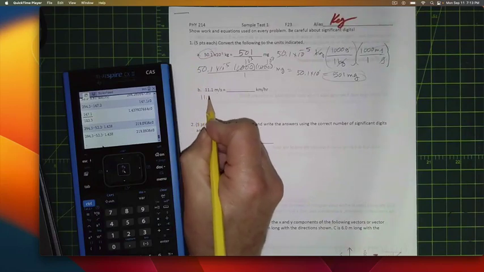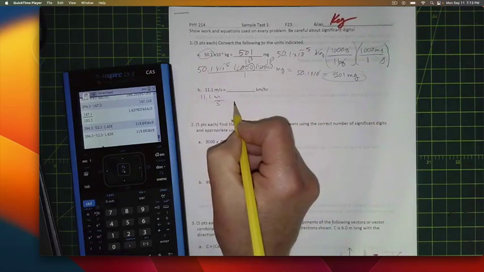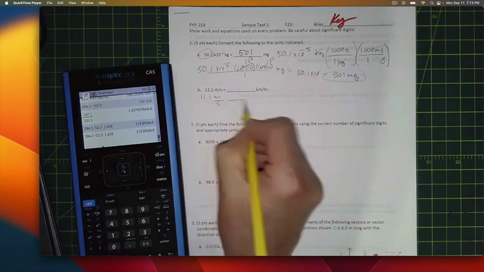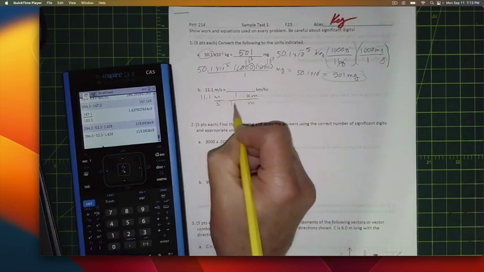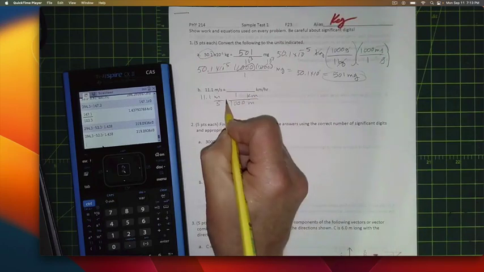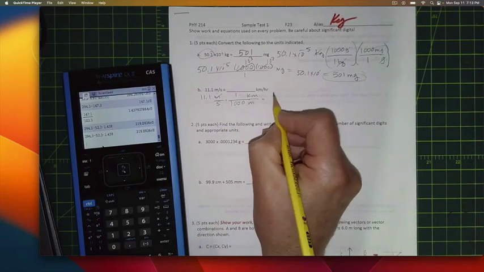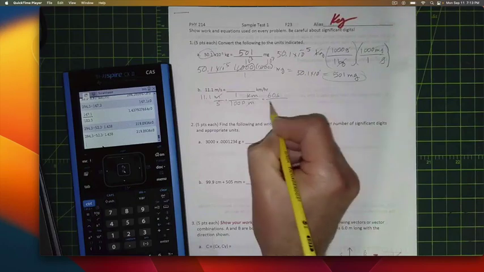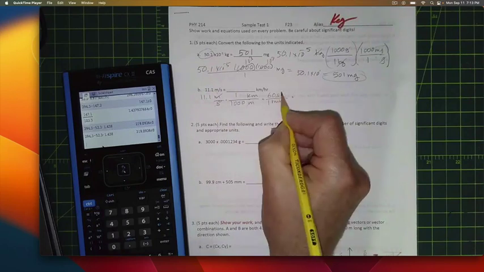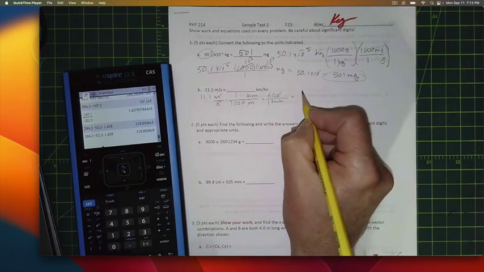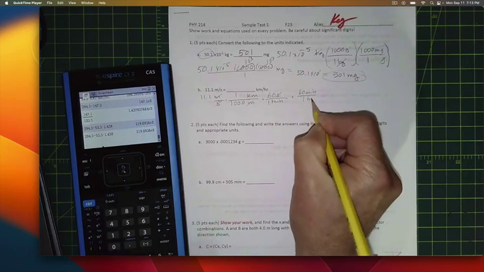So let's say 11.1 meters per second. Let's get the meters converted first. So we need meters on the bottom, we need kilometers on the top. So 1 kilometer is 1,000 meters. The meters will cancel. And we've got to get seconds to hours. So we can do 60 seconds, 1 minute. That gets rid of the seconds, but now we're in minutes. We want hours, so we can do 60 minutes is 1 hour.